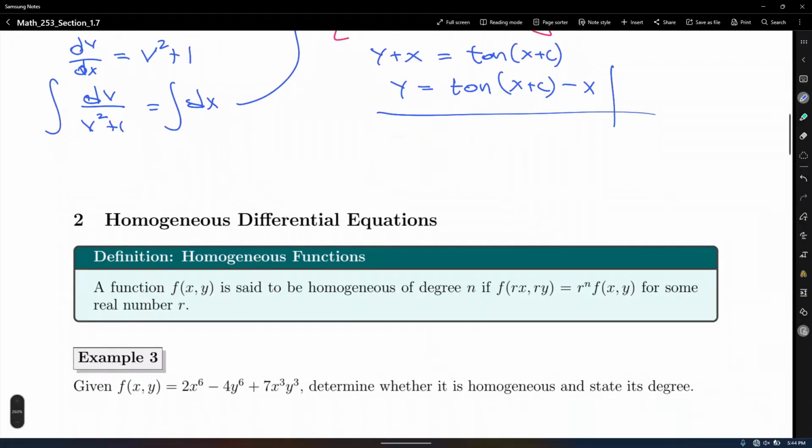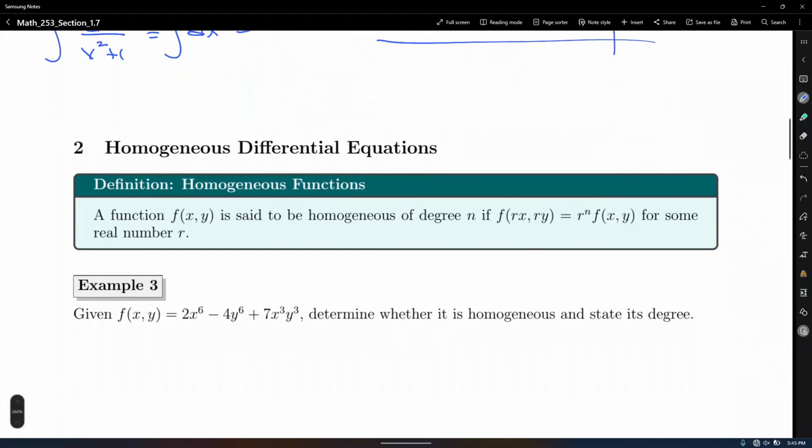function is. So let's have a look at this definition here. A function of two variables or three variables, or as many variables as you want, but for our purpose, only two variables, is said to be homogeneous of degree n if f of rx, ry equals r to some power n times f of x, y, for some real number r, whatever that is. All right.